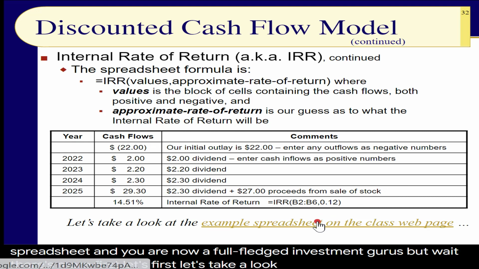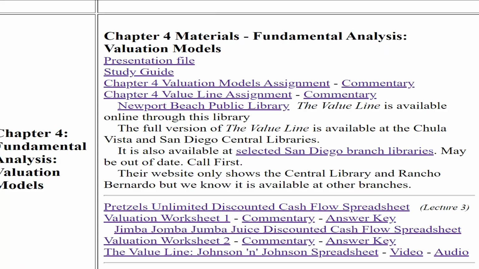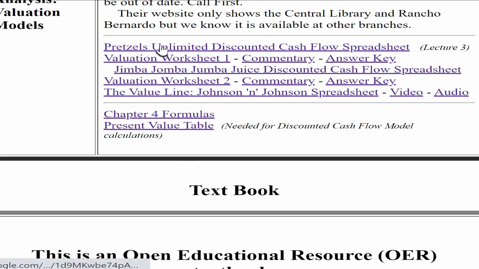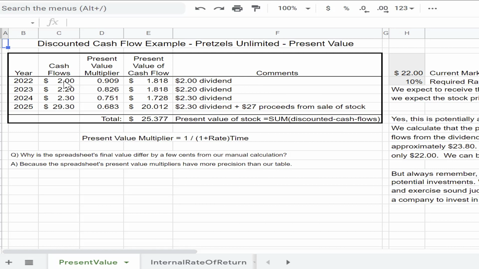First, let's take a look at the spreadsheet itself. Now, the spreadsheet is on the website. I already have it called up, so I'm not going to click on there. So here it goes down to the Pretzels Unlimited Discounted Cash Flow spreadsheet, and here it is. Okay, so now notice. We put in the cash flows. Boom. We put in the $2 for 2022, the $2.20 for 2023, the $2.30 for 2024, and then the $2.30. Notice I did the calculation, I could have done it with a calculator, but $2.30 plus $27 for 2025. Hope I didn't mess it up.